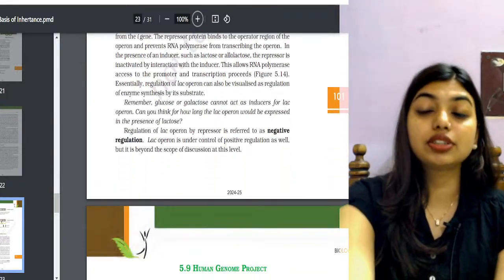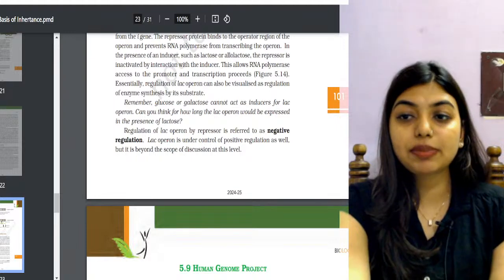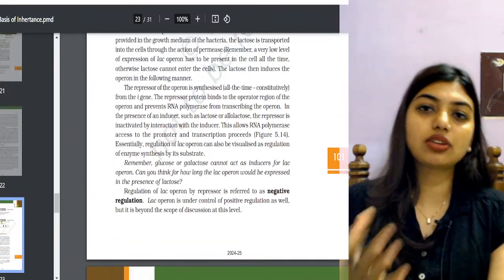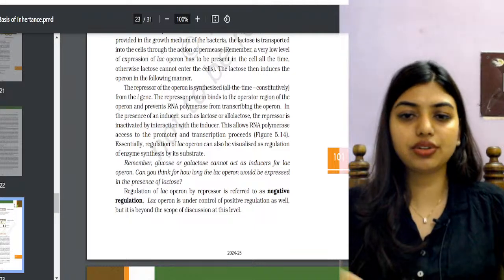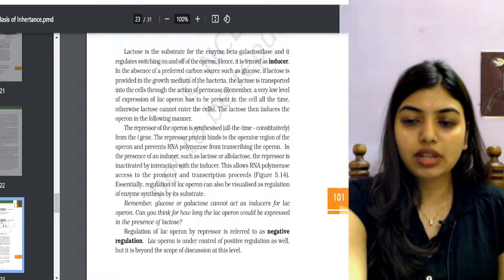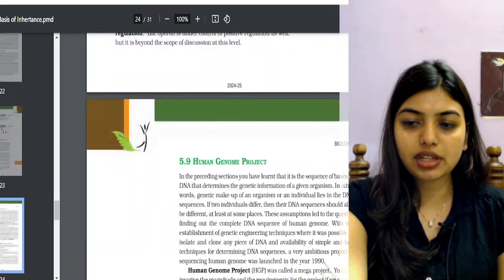Yes, students, I forgot to tell you this. If lactose is present, it is going to be positive regulation. If lactose is absent, it's going to be negative regulation. Okay, negative regulation. So both will happen in lac operon.